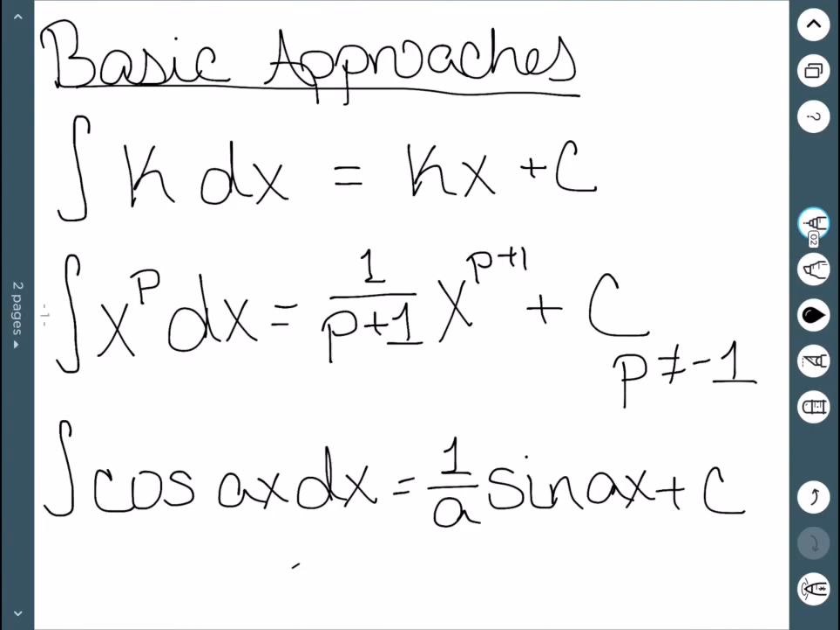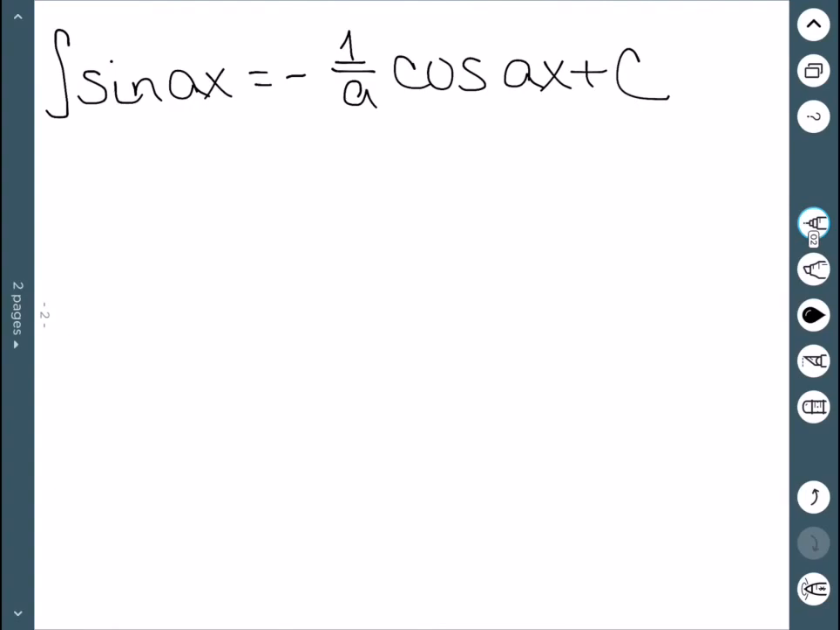The next one, the integral of cosine of ax dx is 1 over a sine ax plus c. So anytime we're integrating cosine, if there is a number with the x, we just simply need to divide by that. Similarly, the integral of sine ax is -1 over a cosine ax plus c. Since the derivative of cosine is negative sine, when we integrate sine, we get a negative cosine.